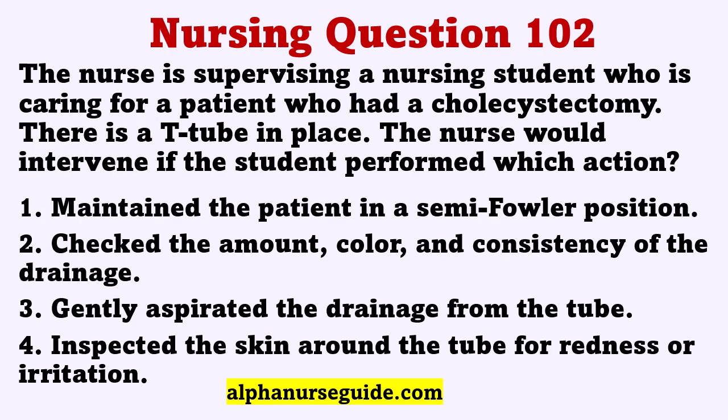The nurse is supervising a nursing student who is caring for a patient who had a cholecystectomy. There is a T-tube in place. The nurse would intervene if the student performed which action? 1. Maintain the patient in a semi-Fowler position. 2. Check the amount, color, and consistency of the drainage. 3. Gently aspirated the drainage from the tube. 4. Inspected the skin around the tube for redness or irritation.